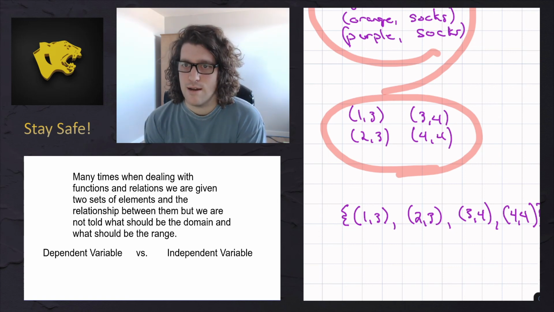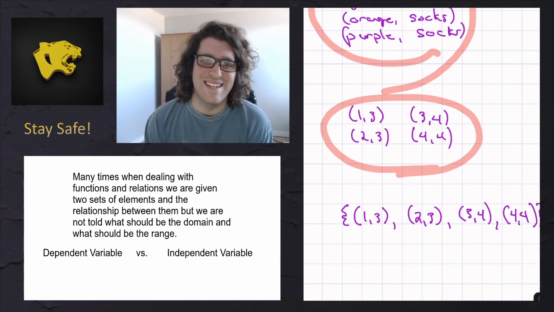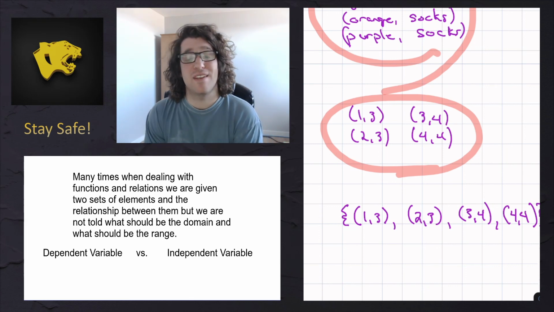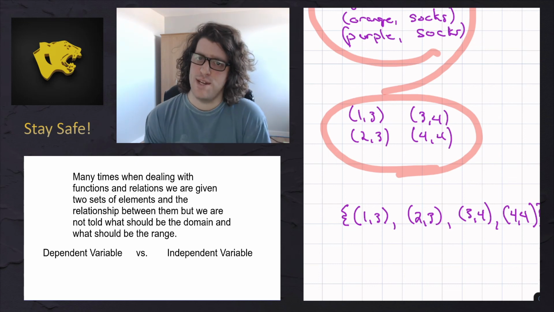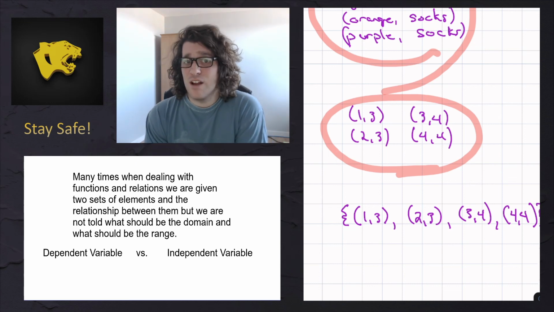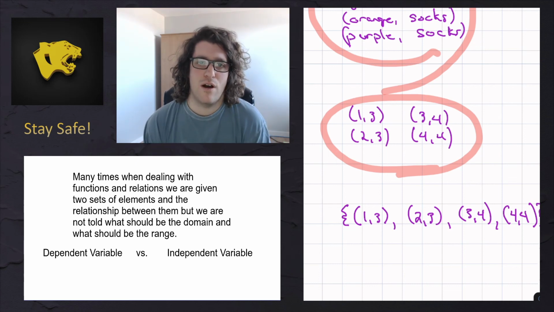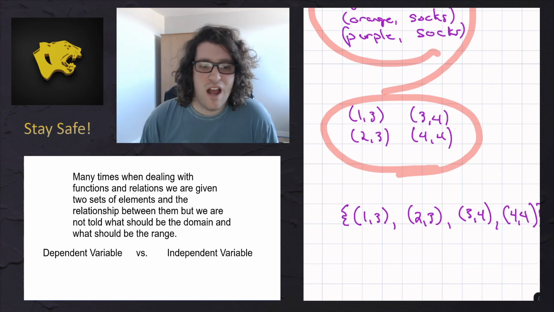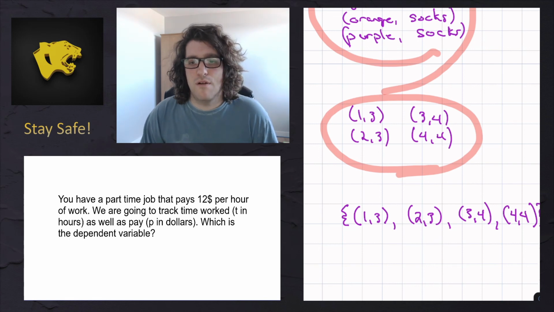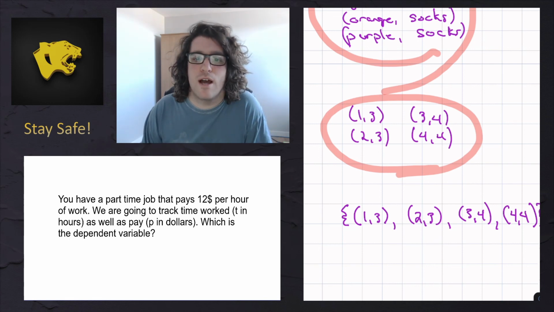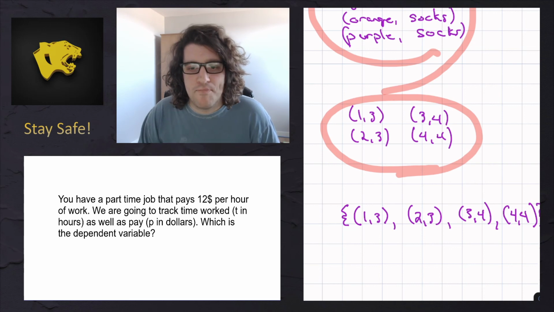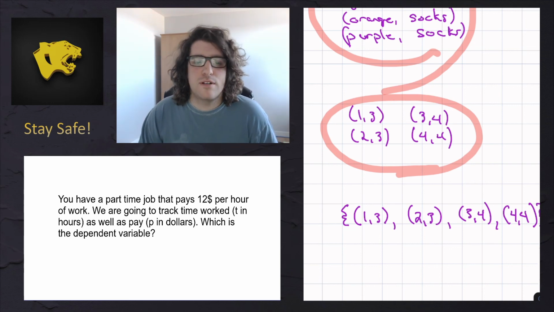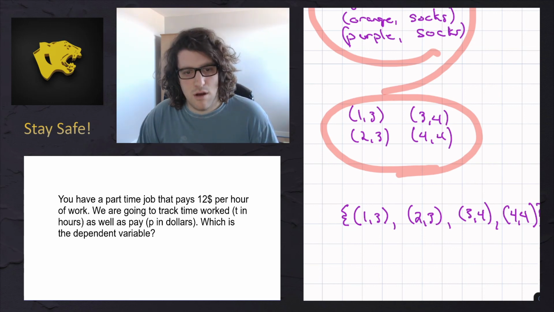It is how it sounds. If something is a dependent variable, it depends on the other one. If something is independent, then it does not depend on the other one. It sounds very clear-cut, but it's a lot more wishy-washy than it seems like it should be. So for instance, say you have a part-time job that pays $12 per hour. We're going to track time worked, T in hours, as well as pay, P in dollars.